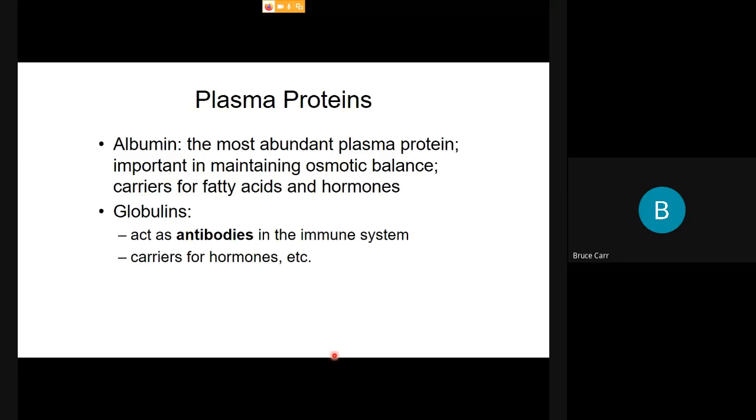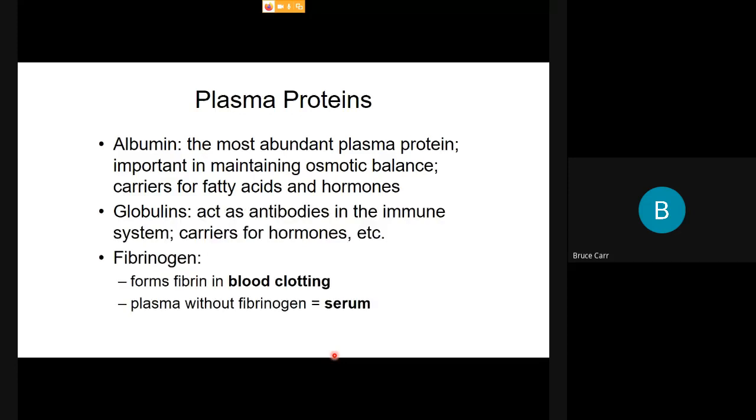globulins are the next. Globulins were named for their shape, kind of globe shape. And these are the antibodies that our body manufactures through the immune system. Globulins can also act as carriers for hormones.